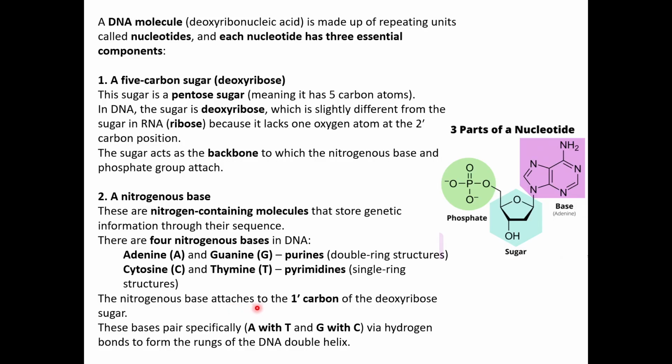The nitrogenous base attaches to the first carbon of the deoxyribose. This is the first carbon, and the nitrogenous base is attached to the first carbon of the sugar ring. These base pairs, specifically A with T and G with C. So A pairs with T and G pairs with C. This is their usual complementarity via hydrogen bonds to form the rungs of the DNA double helix.